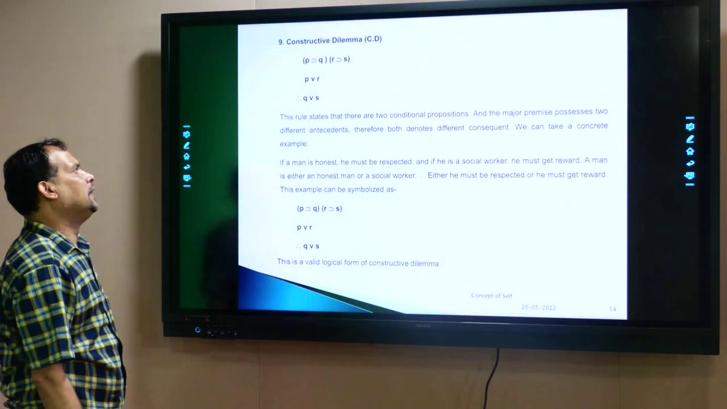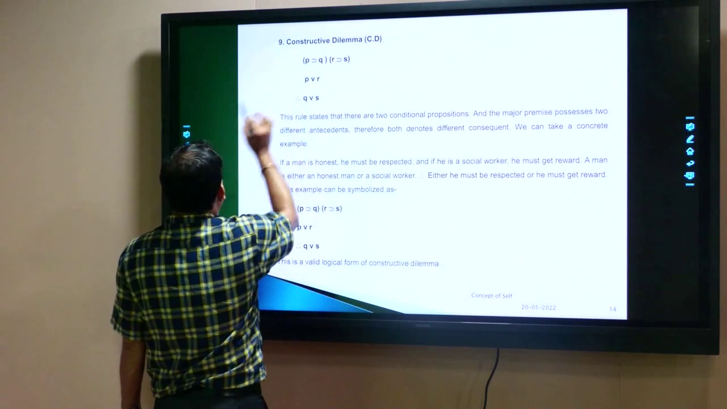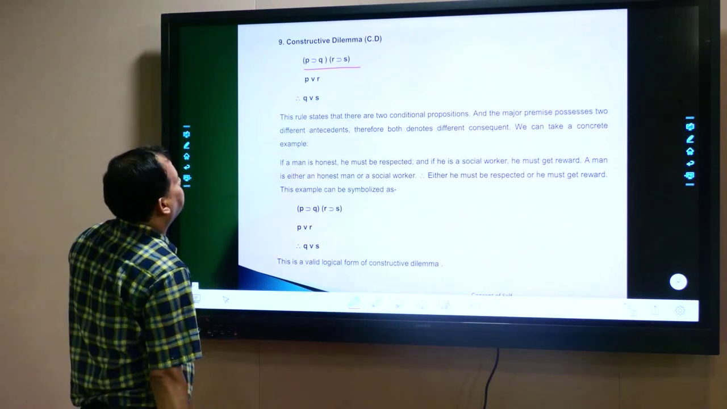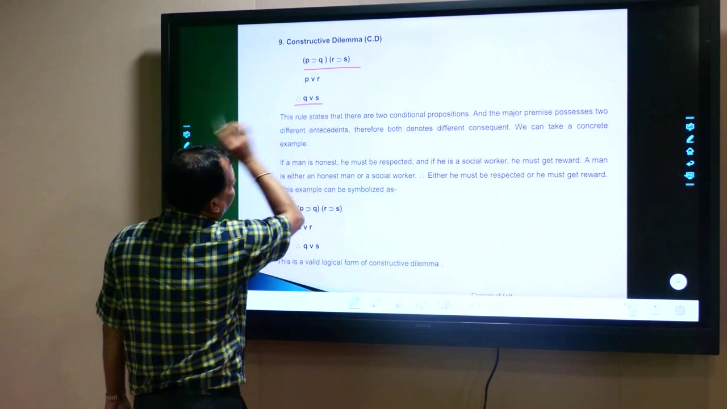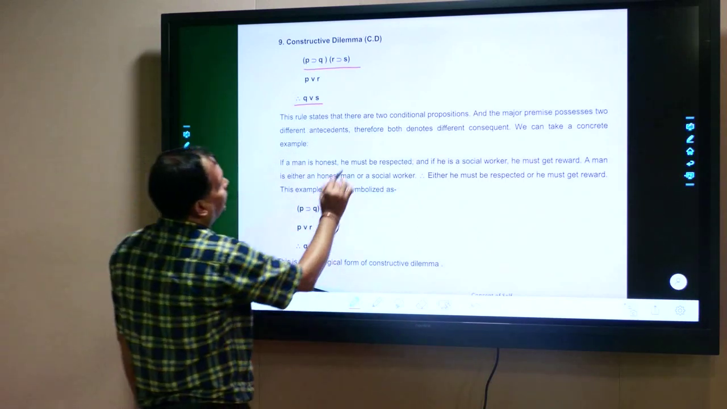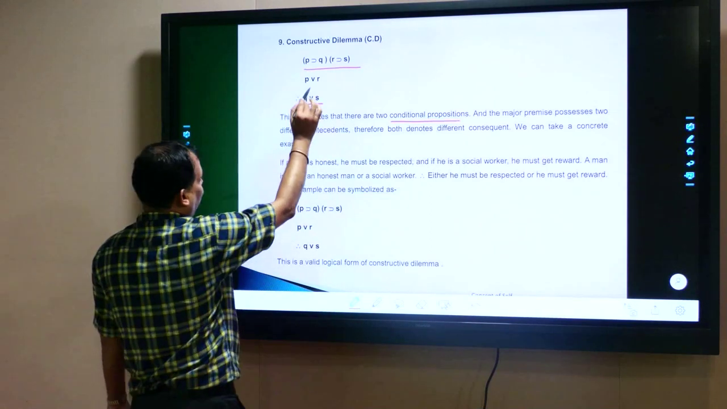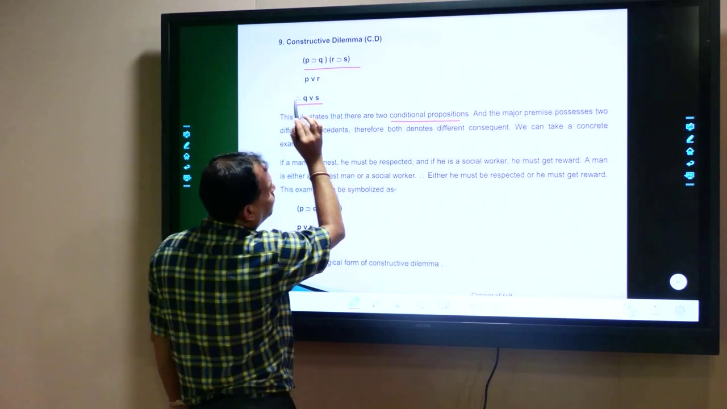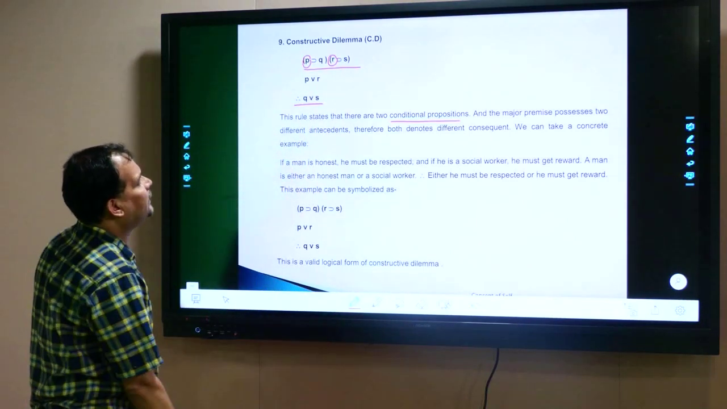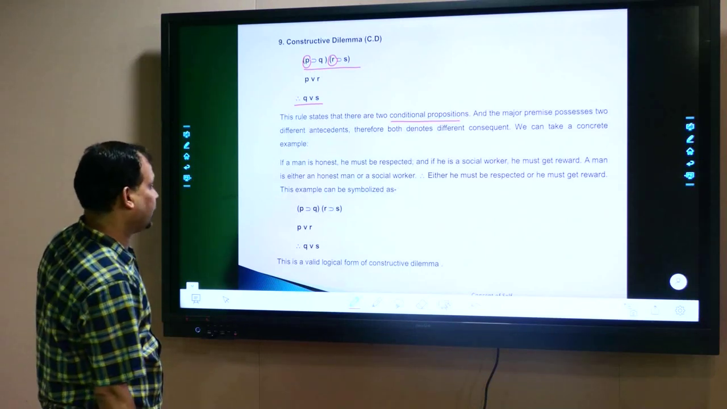Now you see constructive dilemma. This is another rule of inference. How can we write it, dear learners? You see, P implies Q, R implies S, P ∨ R, therefore Q ∨ S. This rule states that there are two conditional propositions and a major premise possesses two different antecedents. Here it is P and here it is R. Therefore, both denote different consequents.